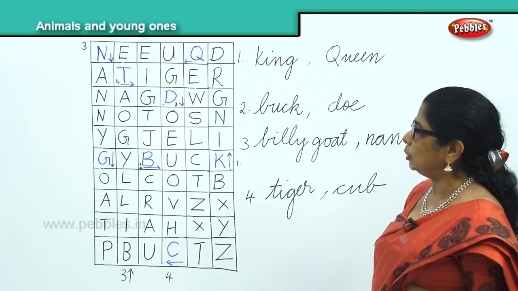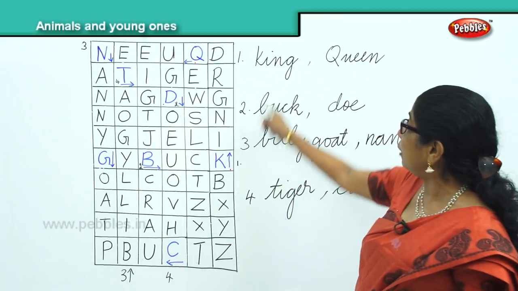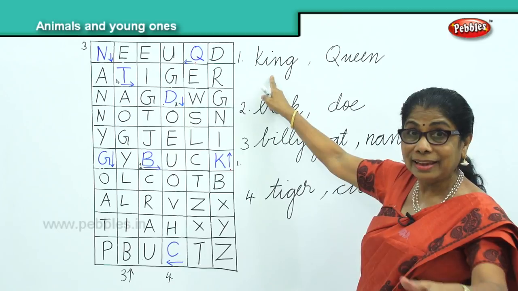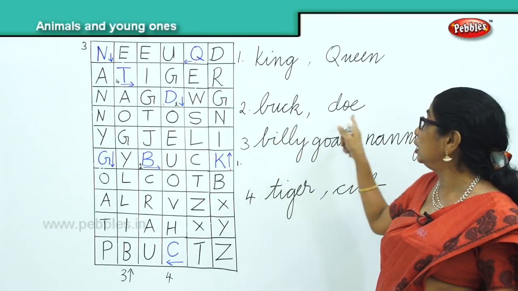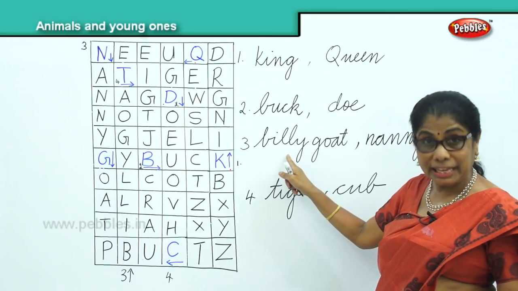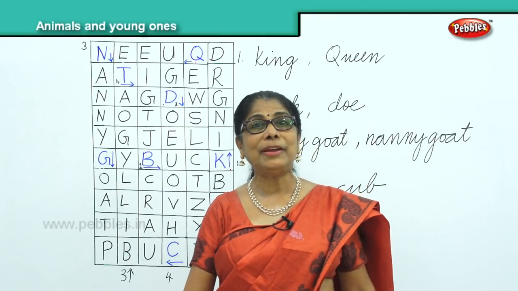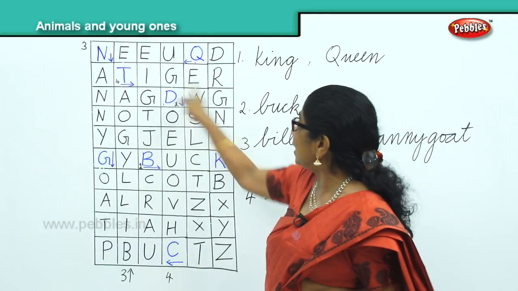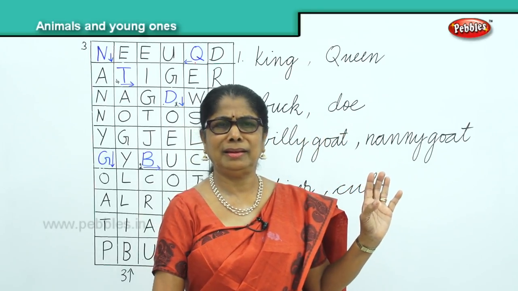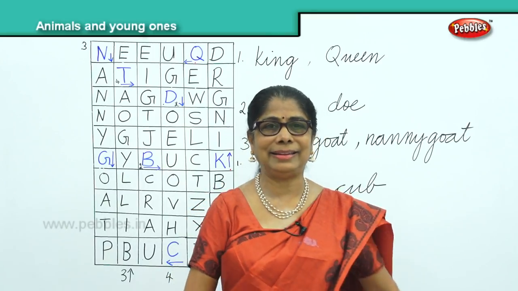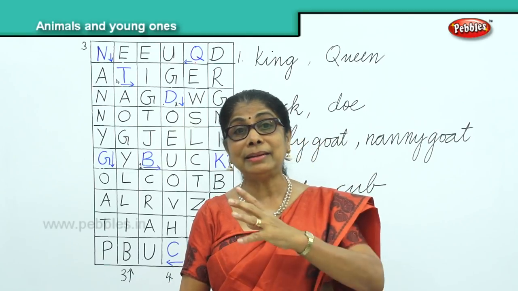So I think we found all. Okay, so we found all the four things that are coming up here. Now let's look at it. We have the king here. King, male, queen, female, buck, male, doe, female. We have billy goat, male, and you have the nanny goat, female, and you have tiger and the baby of the tiger, cub. Alright, so we found few male, female, and tiger and the cub. So you can make grids like this and play a game for yourself to remember mother, father, baby.